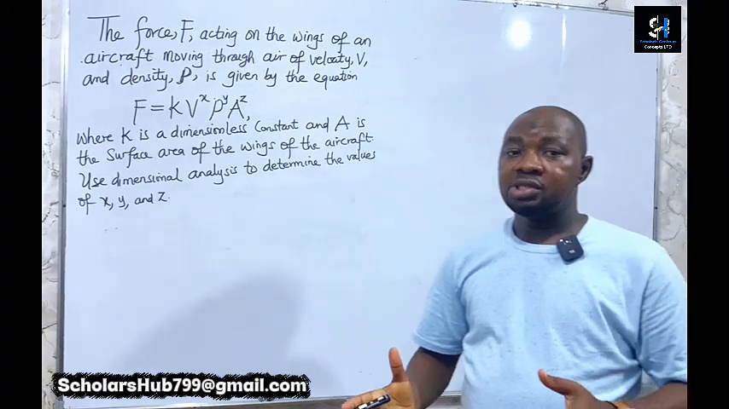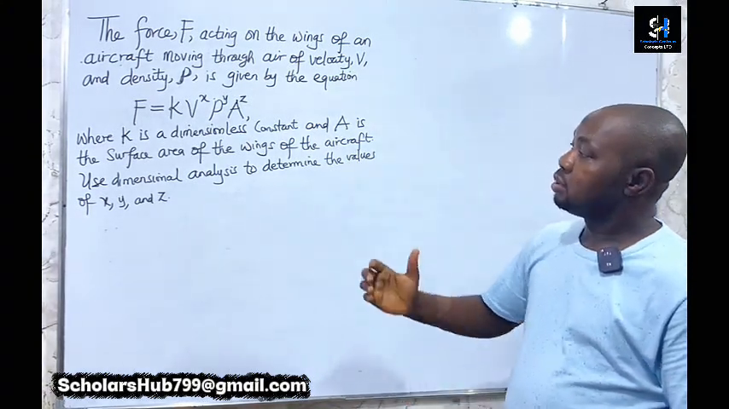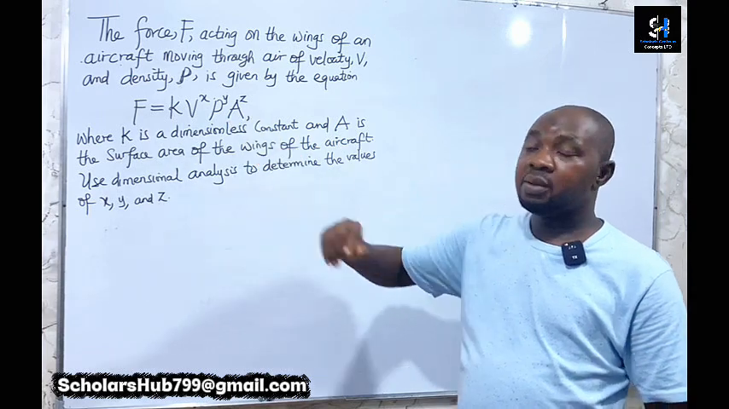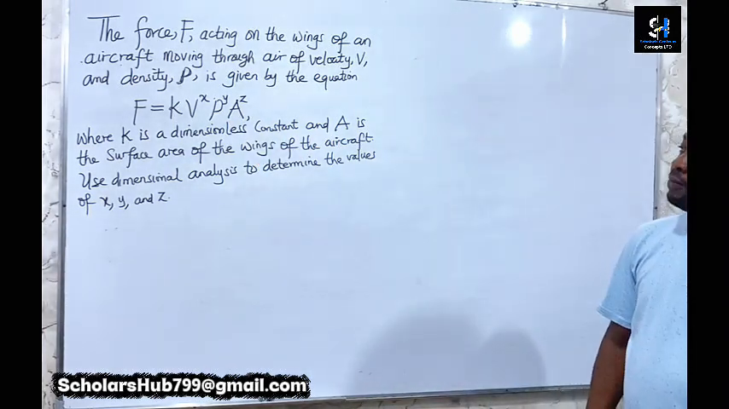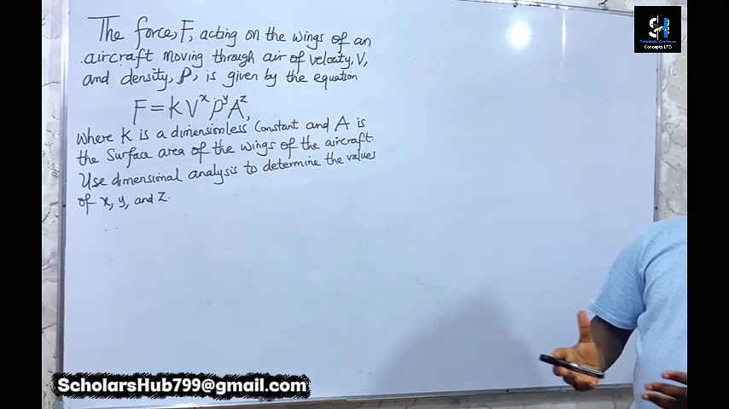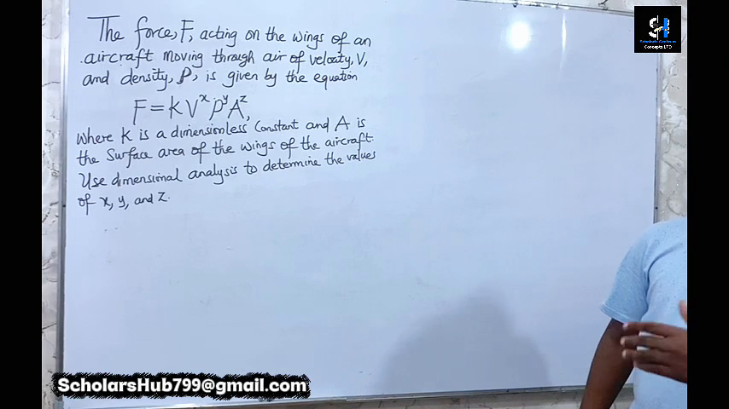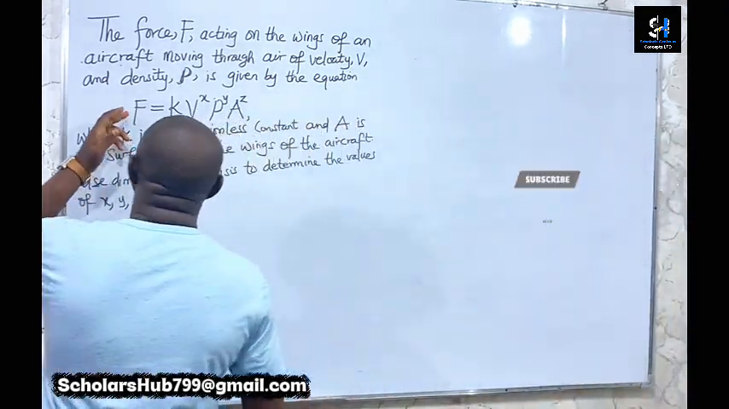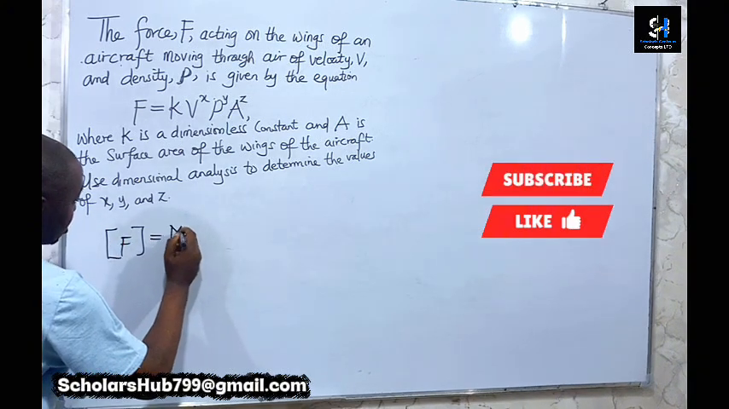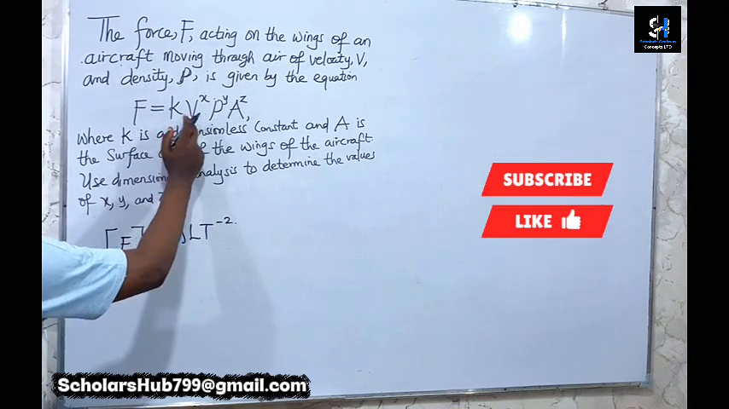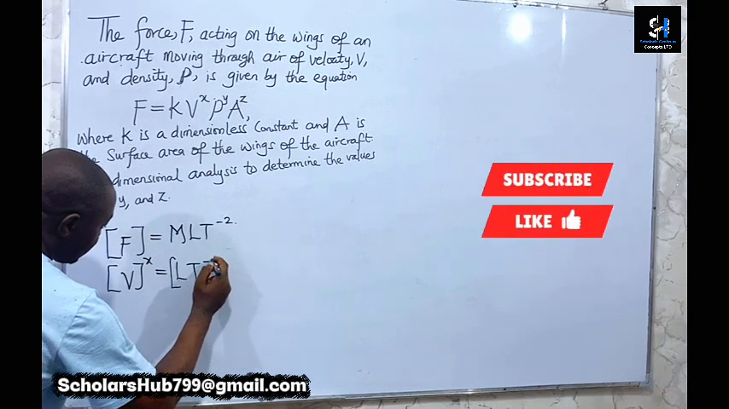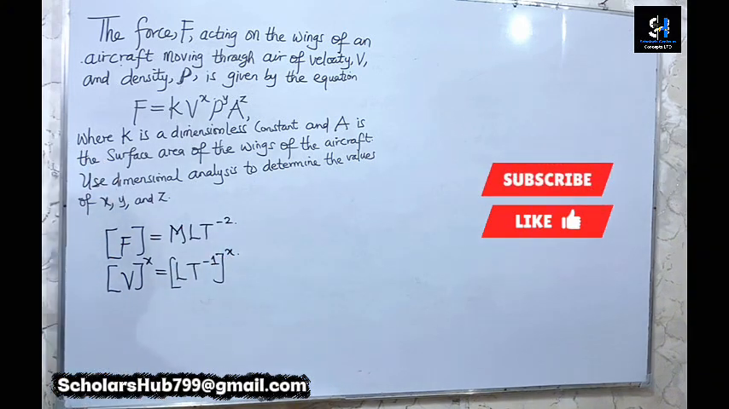Now, according to the principle of homogeneity, the dimensions of quantities on the left side of a dimensional equation must equal the dimensions of quantities on the right side, because the dimensional formula indicates the relation between fundamental units and derived units. So the dimension of force, on the left side of the equation, is MLT^-2. I also need the dimension of velocity raised to the x, and for velocity we have LT^-1, all raised to the x.